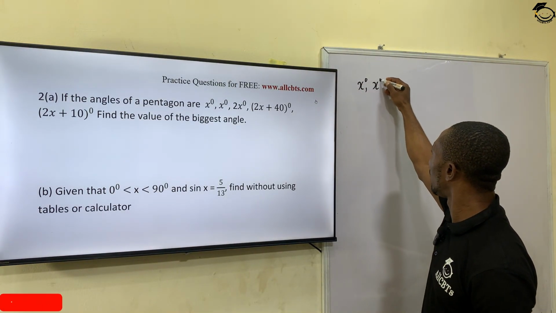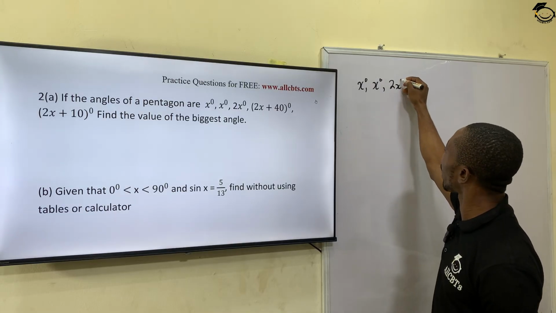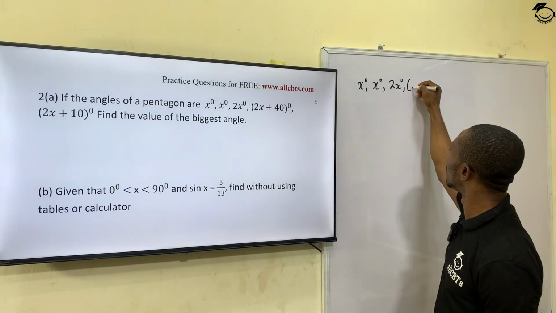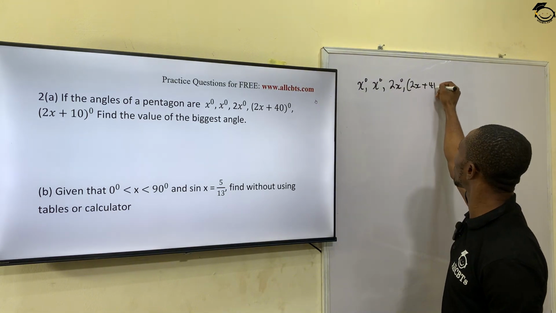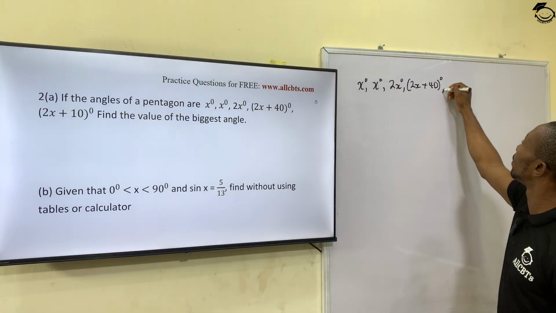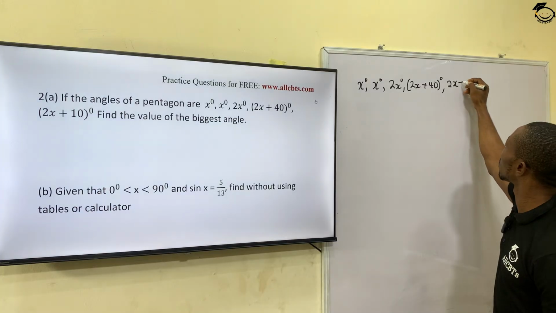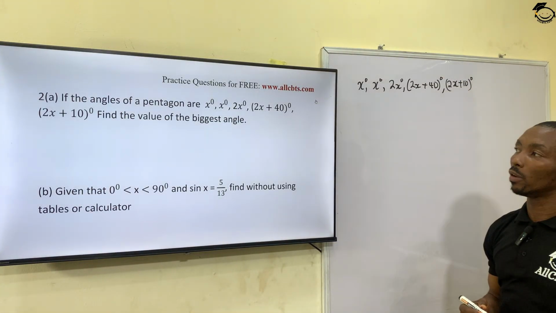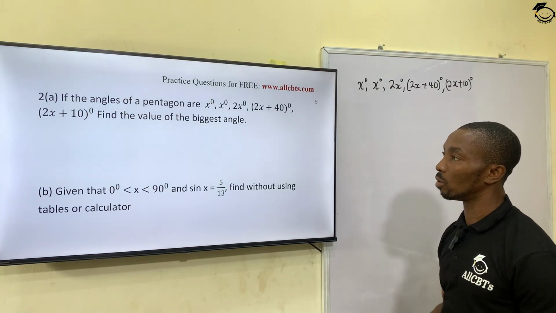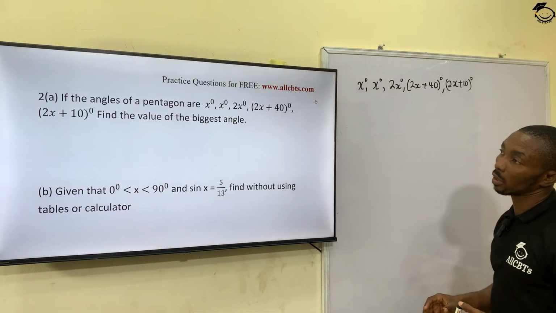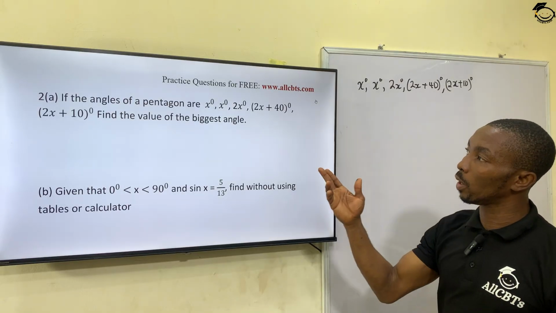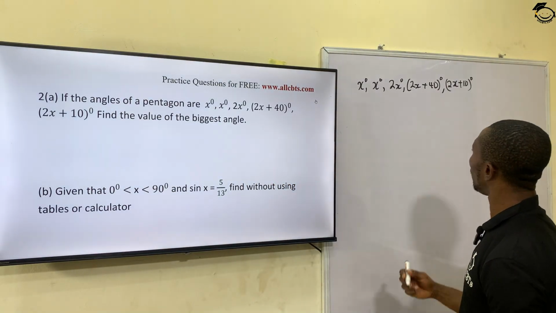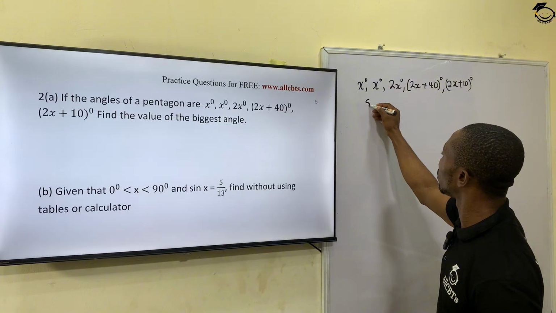Our next question: if the angles of a pentagon are x degrees, 2x degrees, 2x plus 40 degrees, and 2x plus 10 degrees, find the value of the biggest angle. Now, we are told that the polygon is a pentagon.